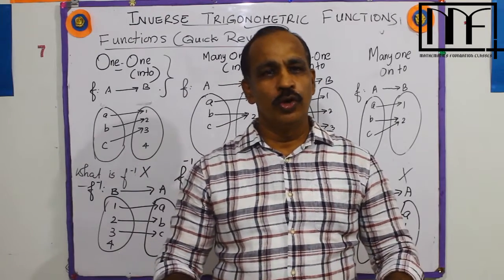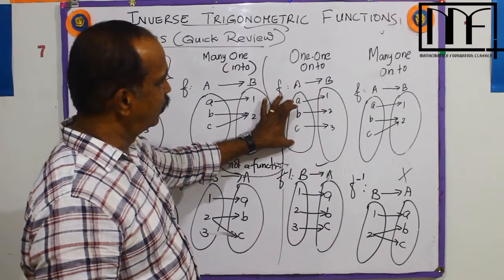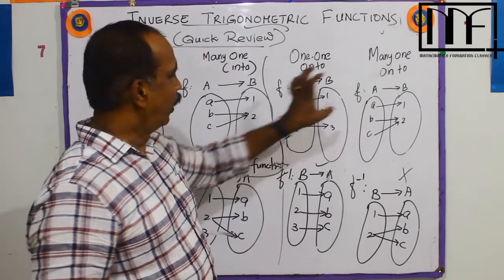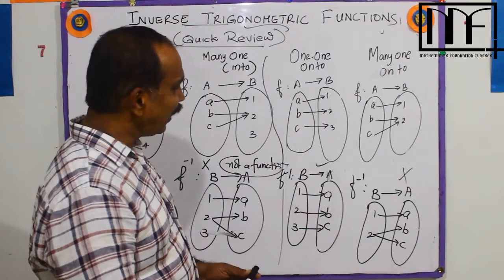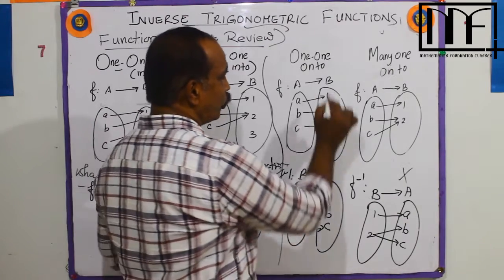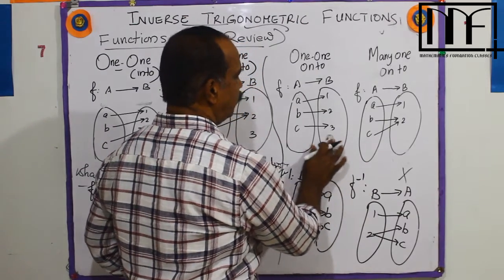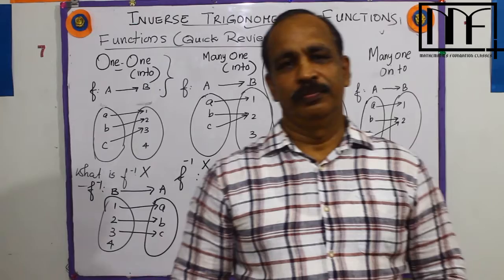And what is 1-1 and onto? 1-1 means that all the elements of the domain have only one image, and no element is having more than one image. Okay, that's not a function otherwise. Then onto means no element here is left without a pre-image in A. So this is what 1-1 and onto mean.